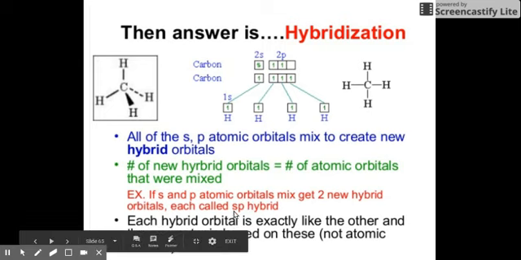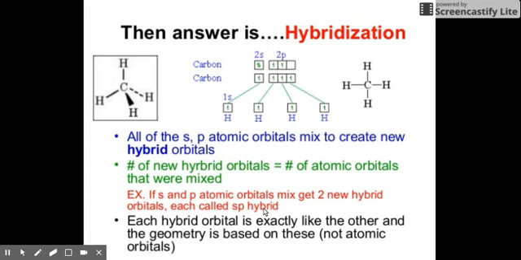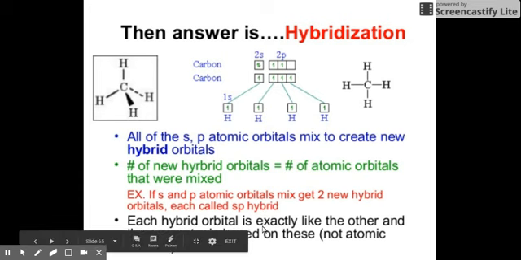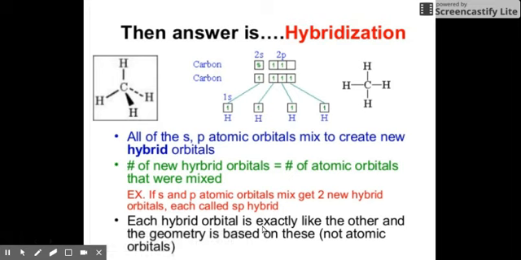Just name them by s and p, because you have one s and one p mixing together, so you call that sp hybrid. Each hybrid orbital is exactly like the other, and the geometry is based on this. Each is exactly the twin of the other. They're the same. If it's s and p, they look the same. And the geometry is based on the hybrid orbitals.